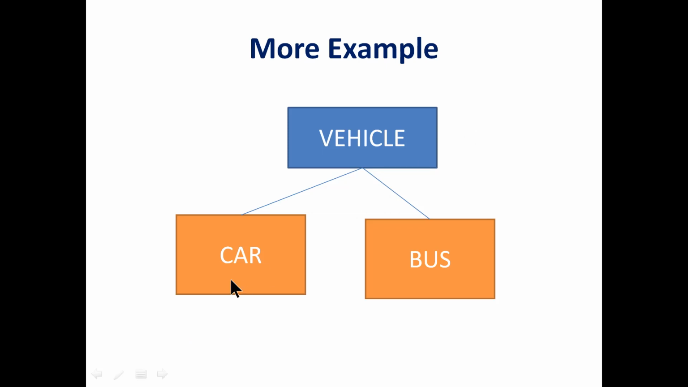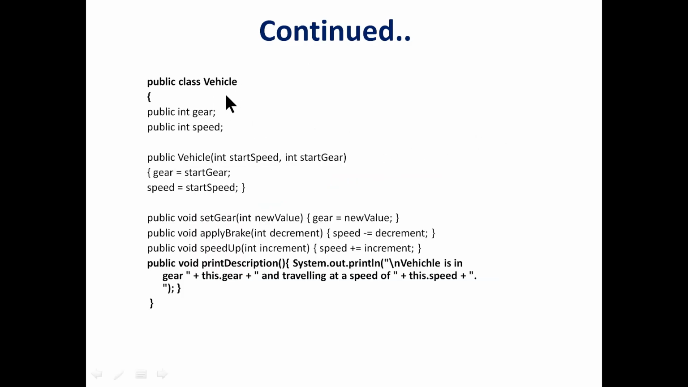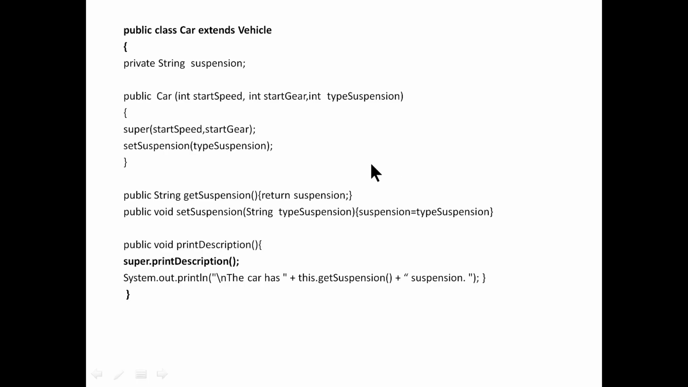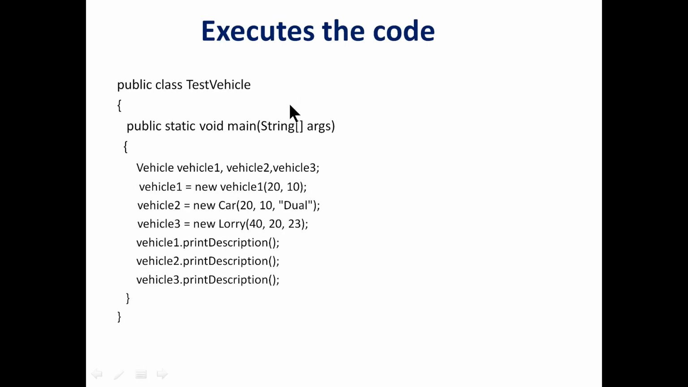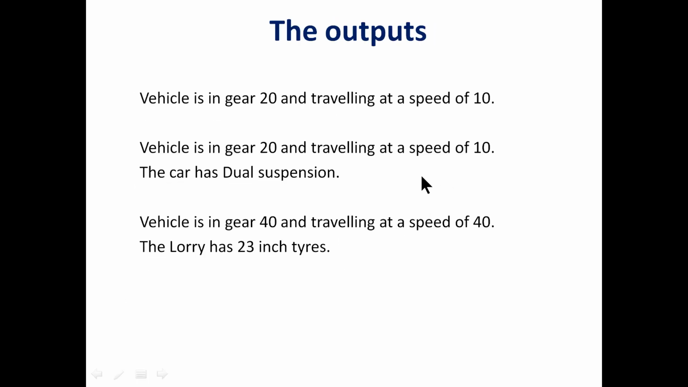This is another example: vehicle, car and bus, and you can define the polymorphic behavior of this hierarchy. This is a class vehicle, with gear and speed as public properties, but we know we do not make any property public. Car is a child of vehicle, and we write different methods. With super.printDescription, we are calling the printDescription method of the superclass, that means class vehicle. The same with super.printDescription for the other class, we execute the code and we have this output.